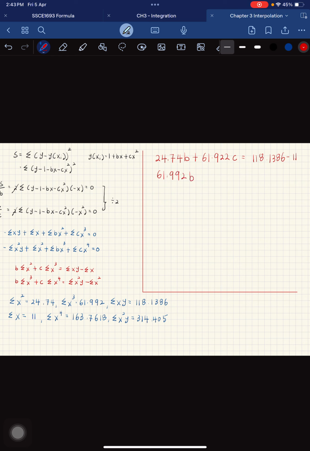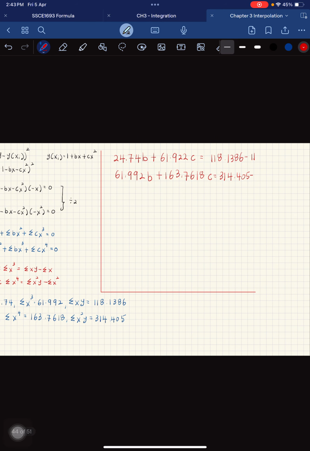and then we have x cubed is 61.992b plus summation x4 is 163.7618c equal to summation x squared y, 314.405 minus summation x squared. So x squared is 24.74. Okay, so you need to find the value of b and c.